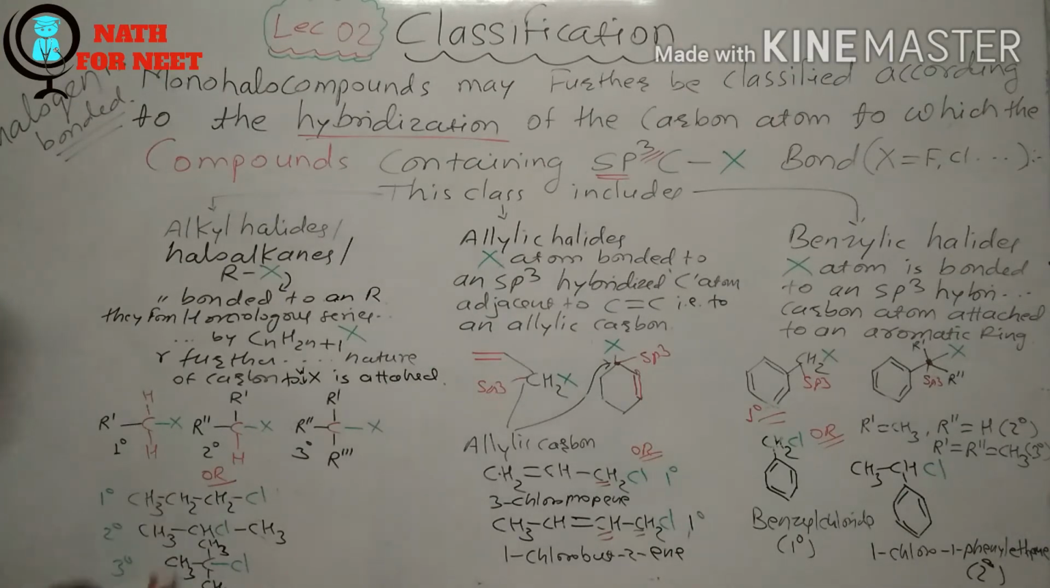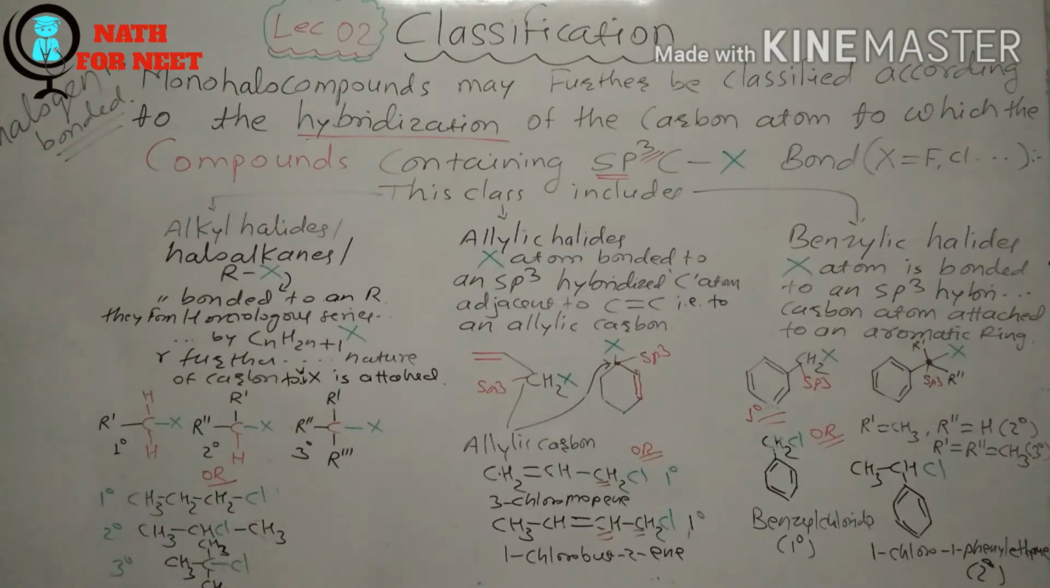The specific examples are like this. So see here, this is the 1-chloropropane, a first degree alkyl halide, because 1, 2, 3 carbons are there, and this is propane, and the chlorine is attached to the first carbon. So 1-chloropropane, this is a first degree alkyl halide.